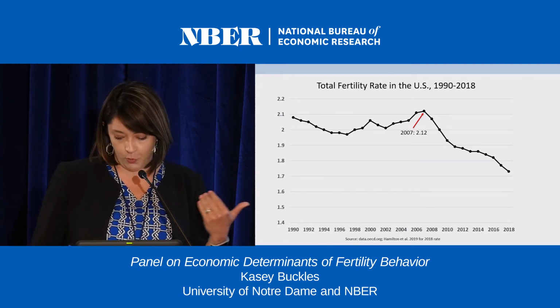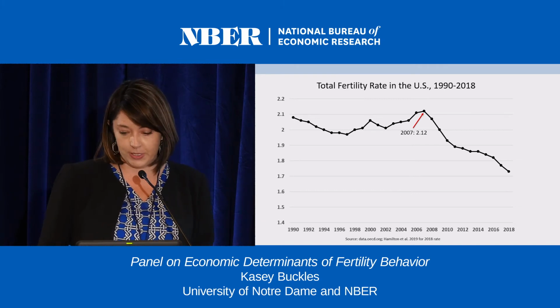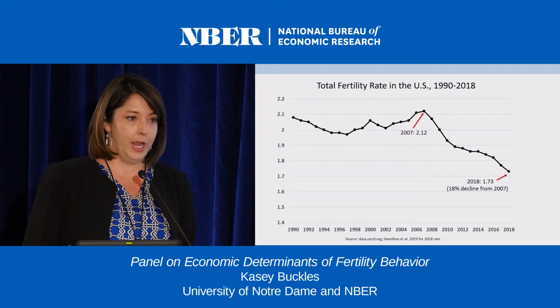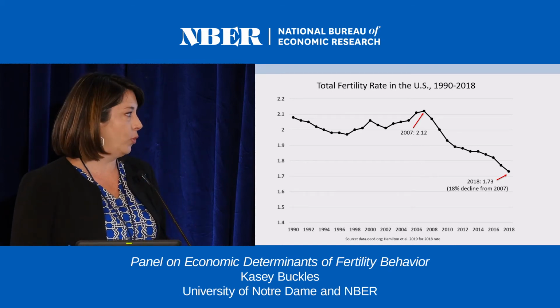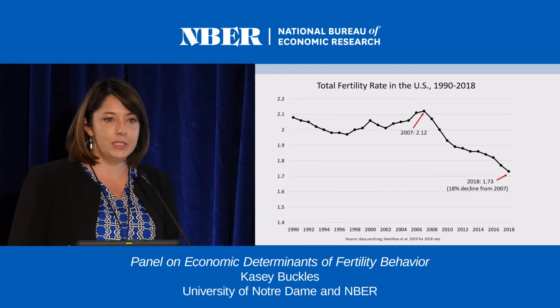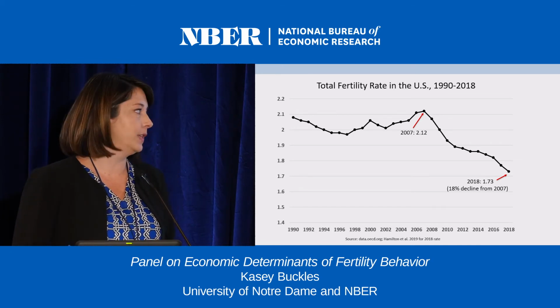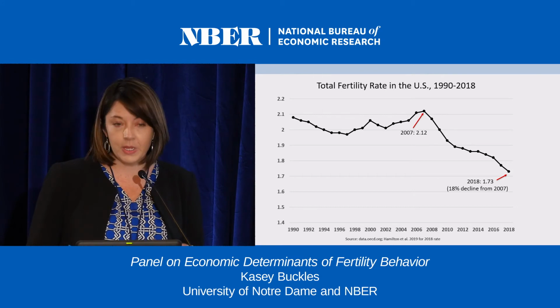But that's the year at which we began this really remarkable decline, to the point where we now have the lowest total fertility rate in U.S. history at 1.73, and that's an 18% decline since 2007. So in just 11 years, an 18% fall in that measure.